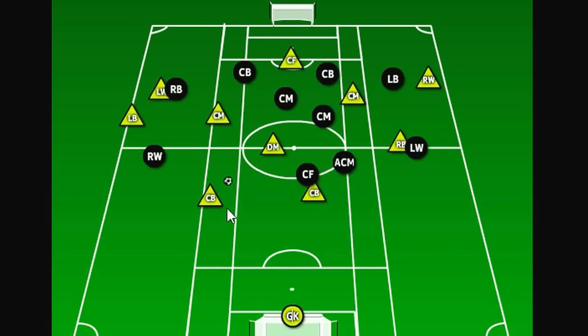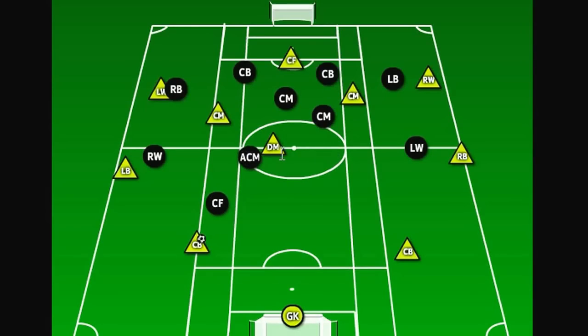The only other change that would be different from there is if our center backs are under pressure, we would then at times ask our 6 or our defensive midfielder to pop in between them. So if our center back has the ball here and our other center back is wider than that half space, and the opposition center forward's pressing, we would ask our defensive midfielder, our 6, to pop in here to basically become a back 3.